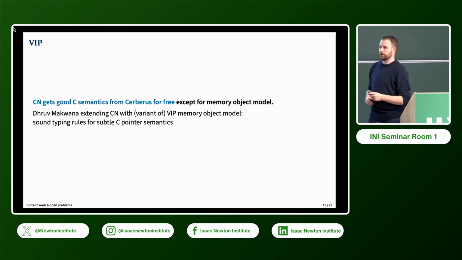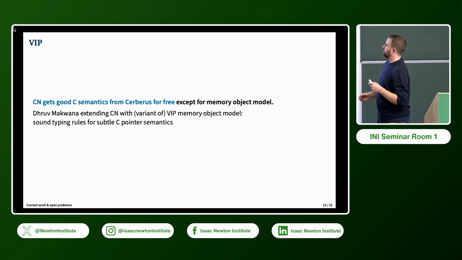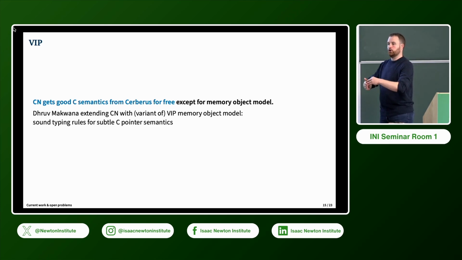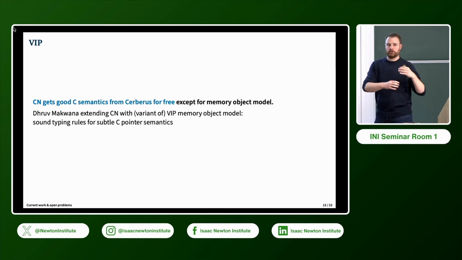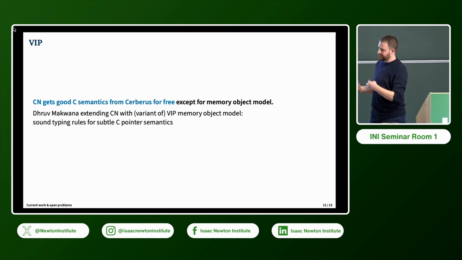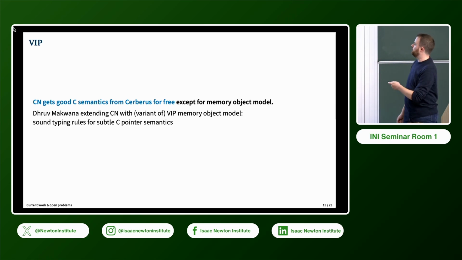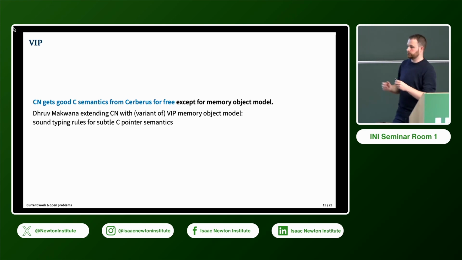In our current work, we're looking at a couple of problems. The first one is, from Cerberus, we get this nice C semantics for free, and that is true for almost all of C, with the exception of the memory object model, which Cerberus handles differently, not inside the C to Core elaboration. So CN doesn't get it for free from Cerberus, and we have to do tricky work on our side. Dhruv is at the moment, or has maybe finished by now, extending CN with a sound typing logic, sound with respect to the VIP memory object model, to get the semantics of pointers right.